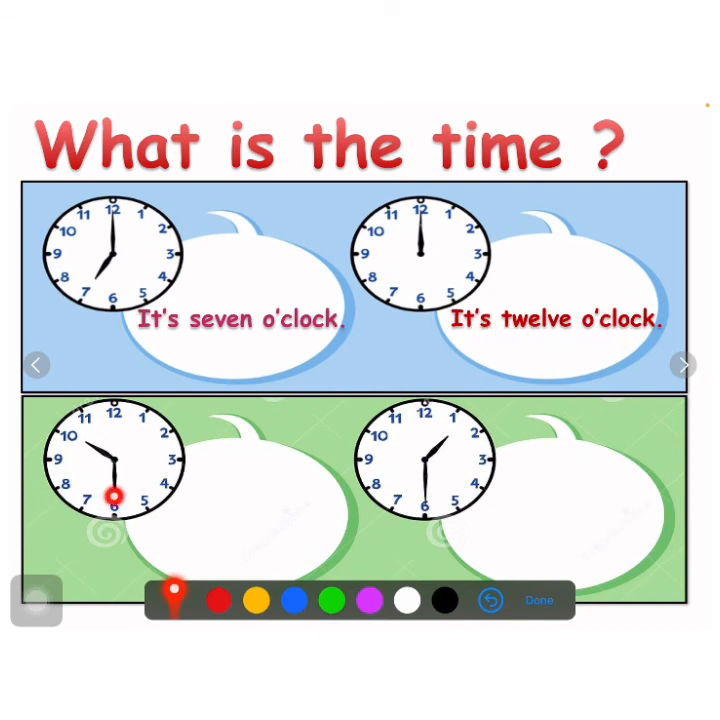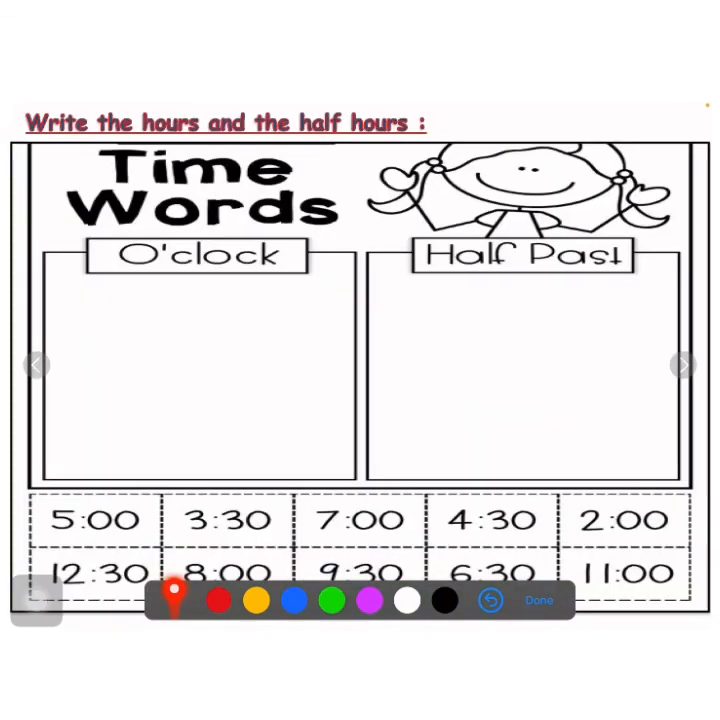Now look at here. What's the time? The long hand on number 6 and the small hand on number 10. Yeah, girls, it's 10:30. Excellent. Now look at the last clock here. What's the time? The long hand on number 6 and the short hand on number 1. What's the time? It's 1:30. Excellent, girls.